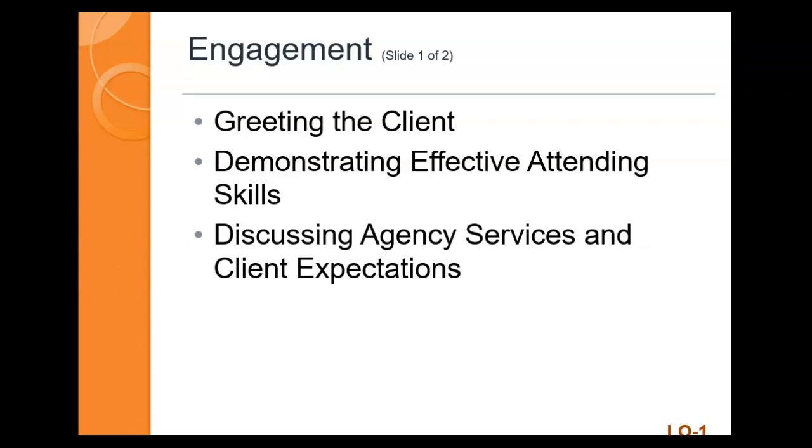And again, it's demonstrating those effective attending skills. You have to make sure you're greeting the client in order to have proper engagement. And when you're greeting the client, the goal is to make sure that you're setting the foundation for building good rapport with that particular client. You want to make sure that you provide good eye contact if culturally appropriate. You also want to make sure you're using common courtesies that can extend to the client and beyond.